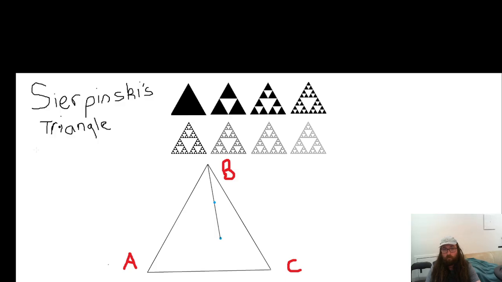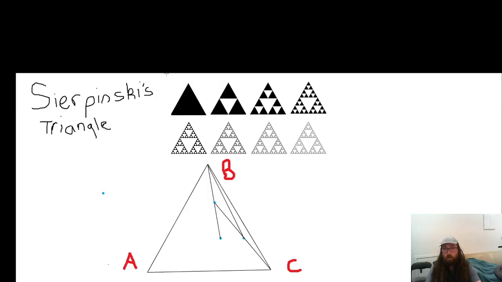And now again, I'm going to pick a random corner, A, B, or C. Let's say this time I pick C at random. I'm going to connect it to here, and then I'm going to put my next point right in the center of that line. And I'll do it one more time. Let's say I'll pick B again randomly. Now I draw a line to B, and halfway through that line I put a point.